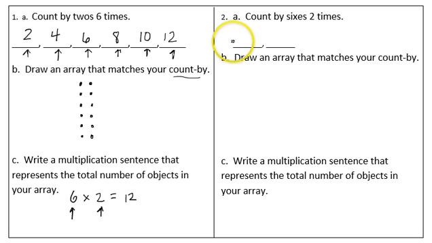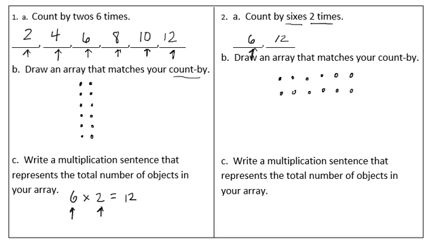Now we can look over here and see how it's a little bit different. Now I'm counting by 6's 2 times. So I have 6 and 12. This array shows me that I have 6 dots in each row. So I have 6 dots in the first row and 6 dots in the second row.